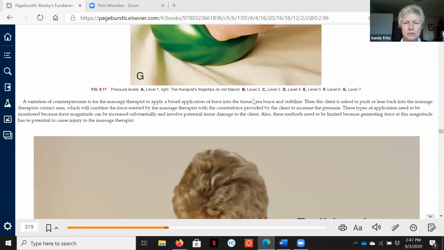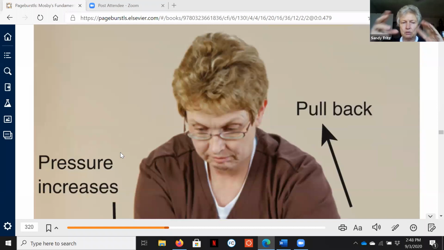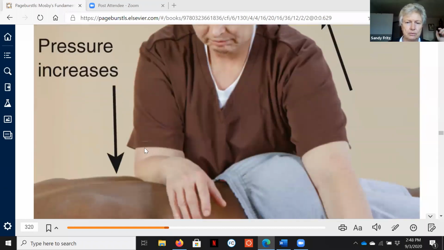And then you can use counter pressure as well. So that's a combination of a push, and then you pull the tissue back against you, which is going to increase your force. And kneading actually is push, pin, pull. And that's how you get that twist or that torsion in the tissues.